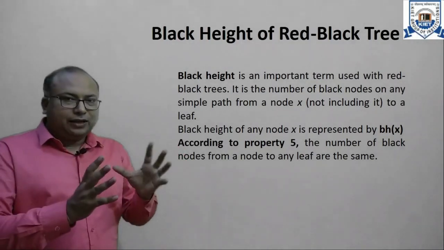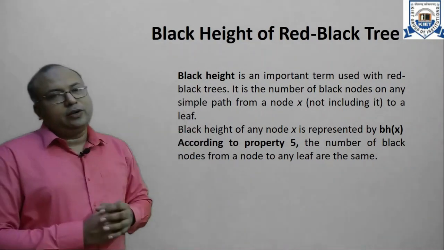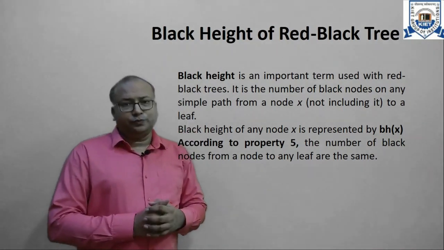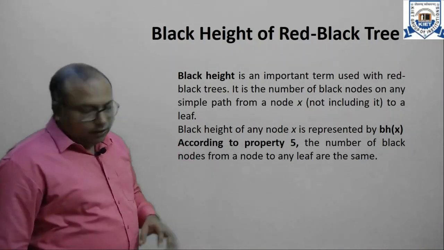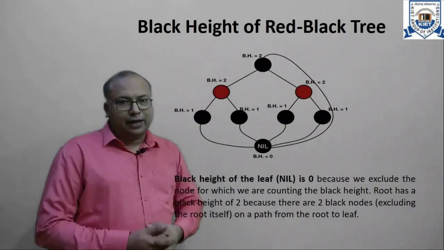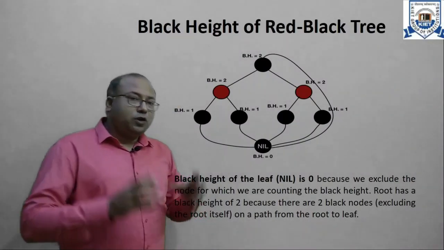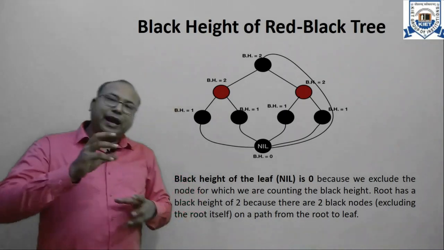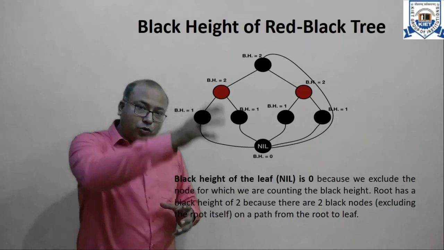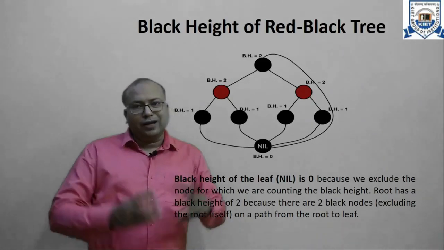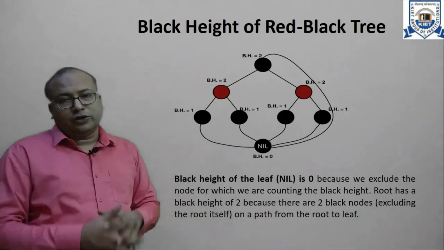If the concept of black height is clear to you, then it is very easy to understand what property 5 says to you. What is the black height basically? In this figure, it is very much clear. How will you calculate the black height? That is very important, because black height can be calculated on any node. It is not always that you are calculating the black height from the root node only. You can calculate the black height of any node of the tree.